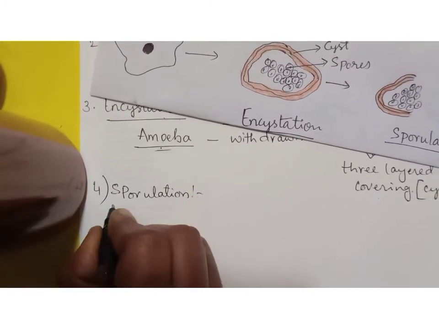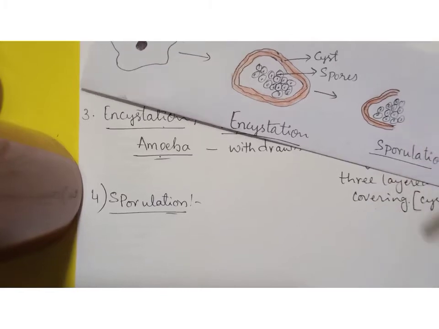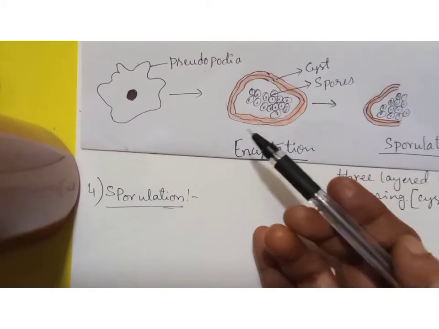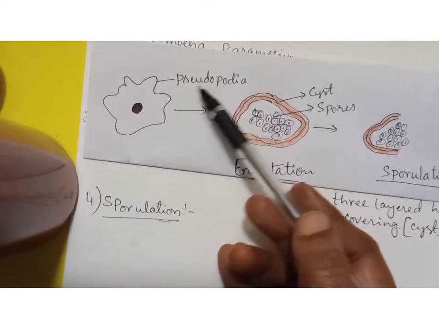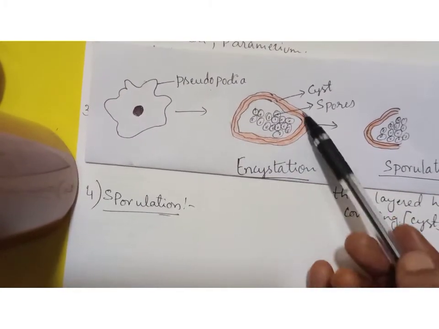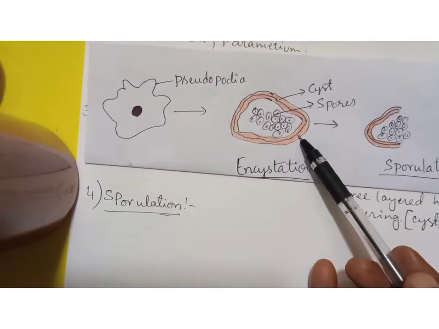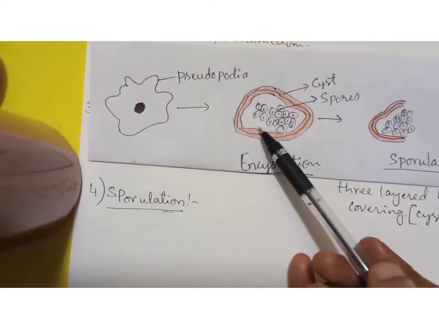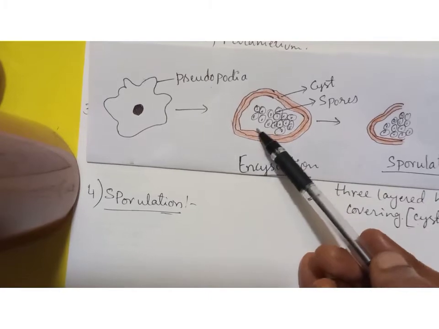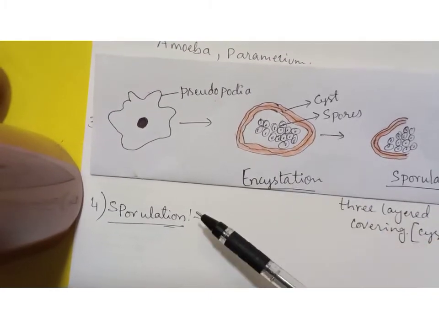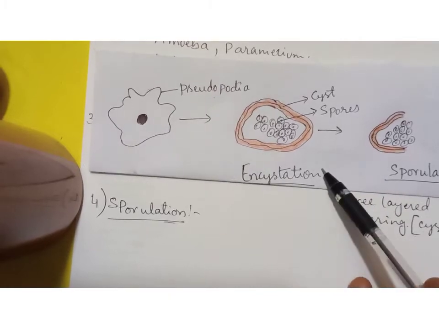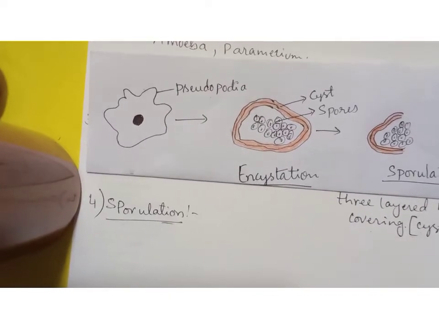This is another type of asexual reproduction. Encystation: under unfavorable conditions, the pseudopodia withdraw and a 3-layered hard covering is formed. This is called a cyst. Inside the cyst formation, the protoplasmic content forms spores and is covered by the cyst. That type of reproduction is called encystation.